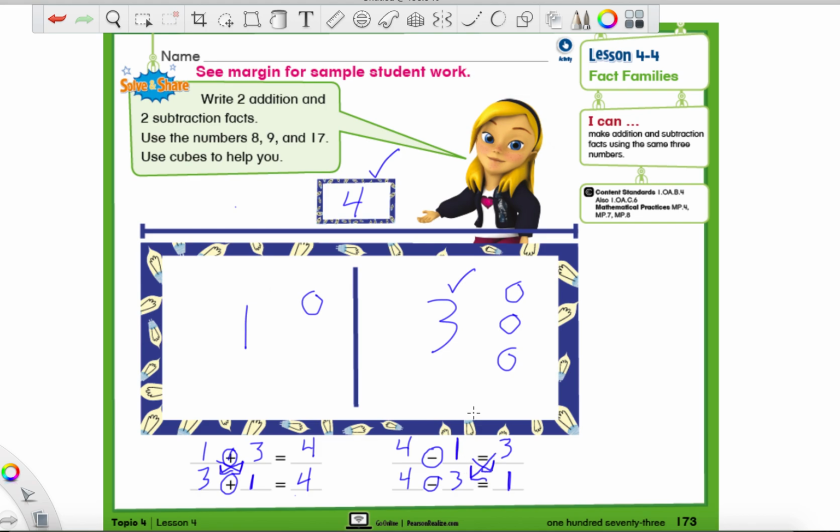That's it. All right? Now that we kind of went through a quick example, let's read our speech bubble and see what numbers they want us to use to make an entire fact family. So let me just go ahead and clean this up.